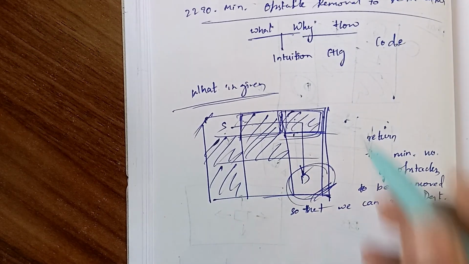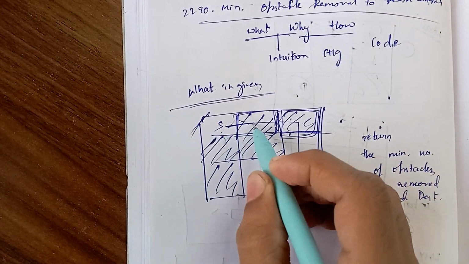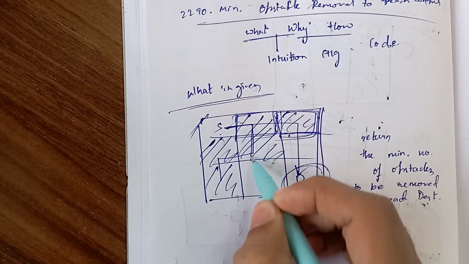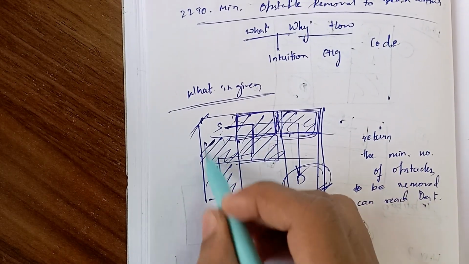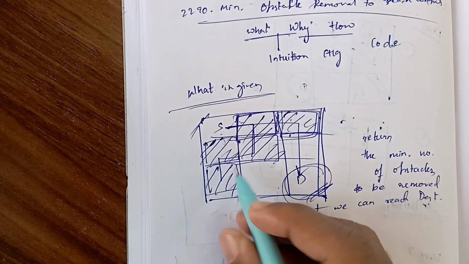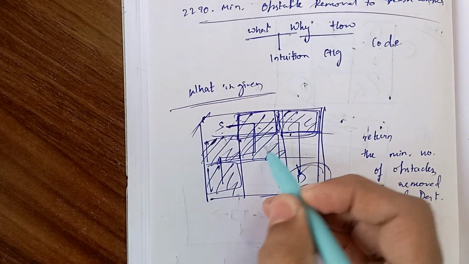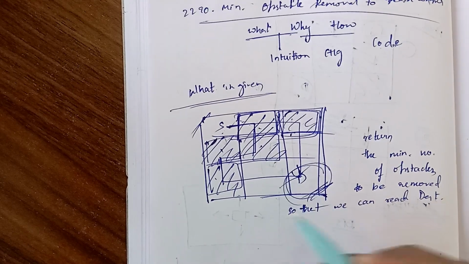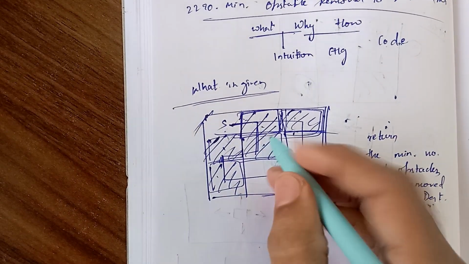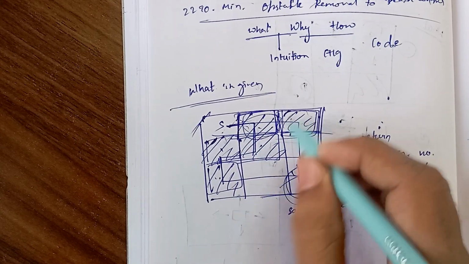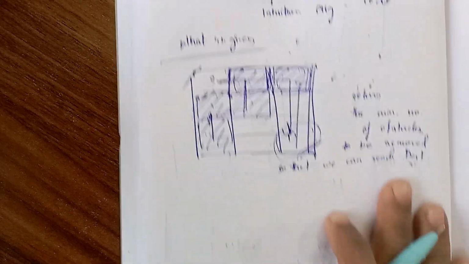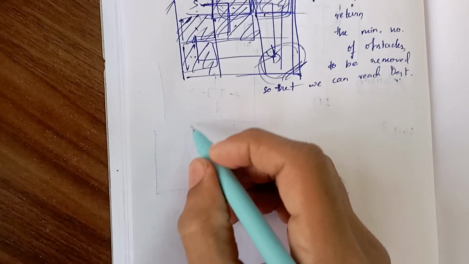But wait a second. If you go through this path, here we are getting one obstacle, here one, here one, and here one, and then we counted 1, 2, 3, 4, and we reached our destination. But instead of removing all 4 obstacles, we can remove only these 2 obstacles and go to our destination. Let me give you another example.